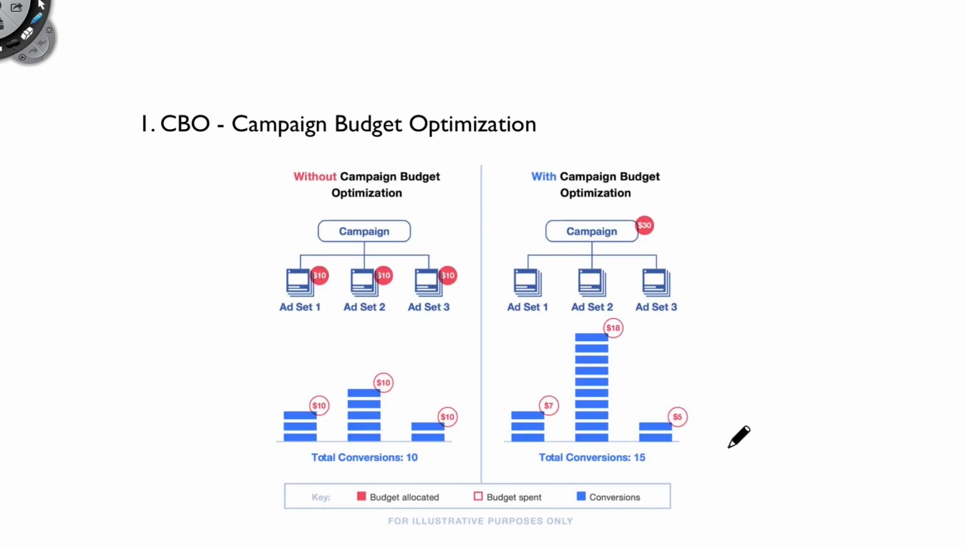So just real quick, for those of you who are newer to Facebook advertising, CBO just means the optimization happens on the campaign level. So your budget is actually set on the campaign level. Whereas ABO, ad set budget optimization, is where your budget is set on the ad set level. There are many pros and cons for both, but I'll go into more detail in another video.